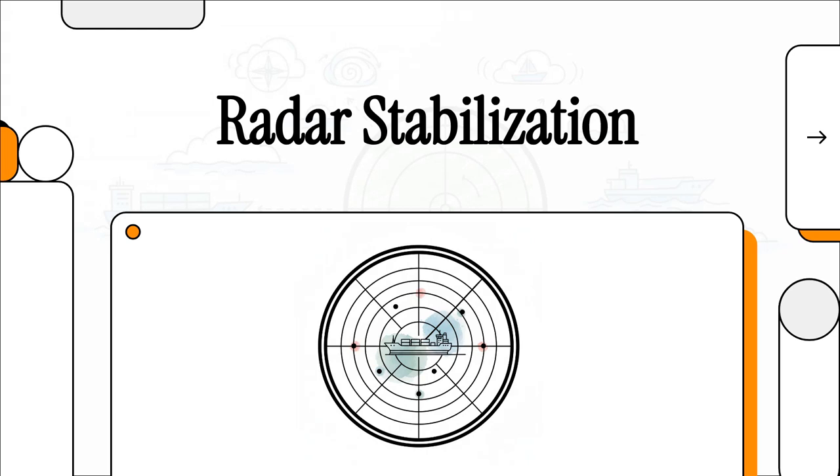Welcome to The Explainer. Today, we're zooming in on a specific, super-critical nuance of maritime navigation, something that can literally make or break a bridge crew. We're talking about radar stabilization.